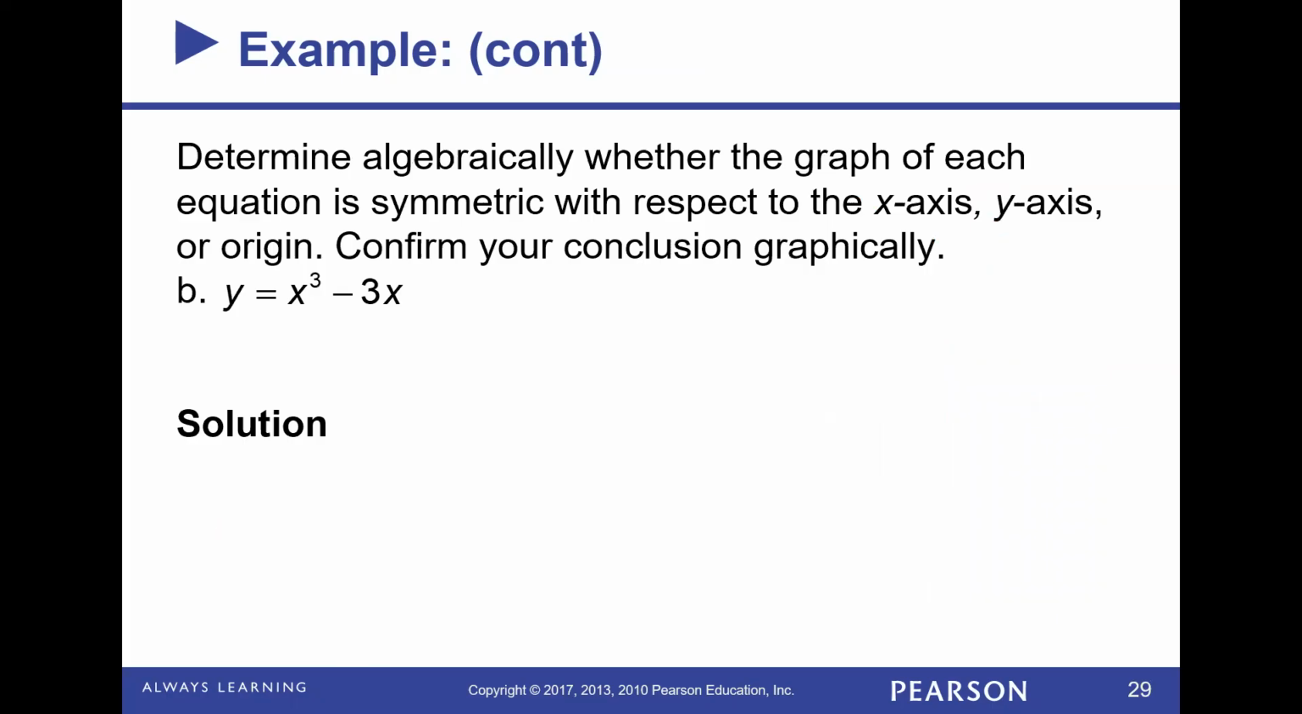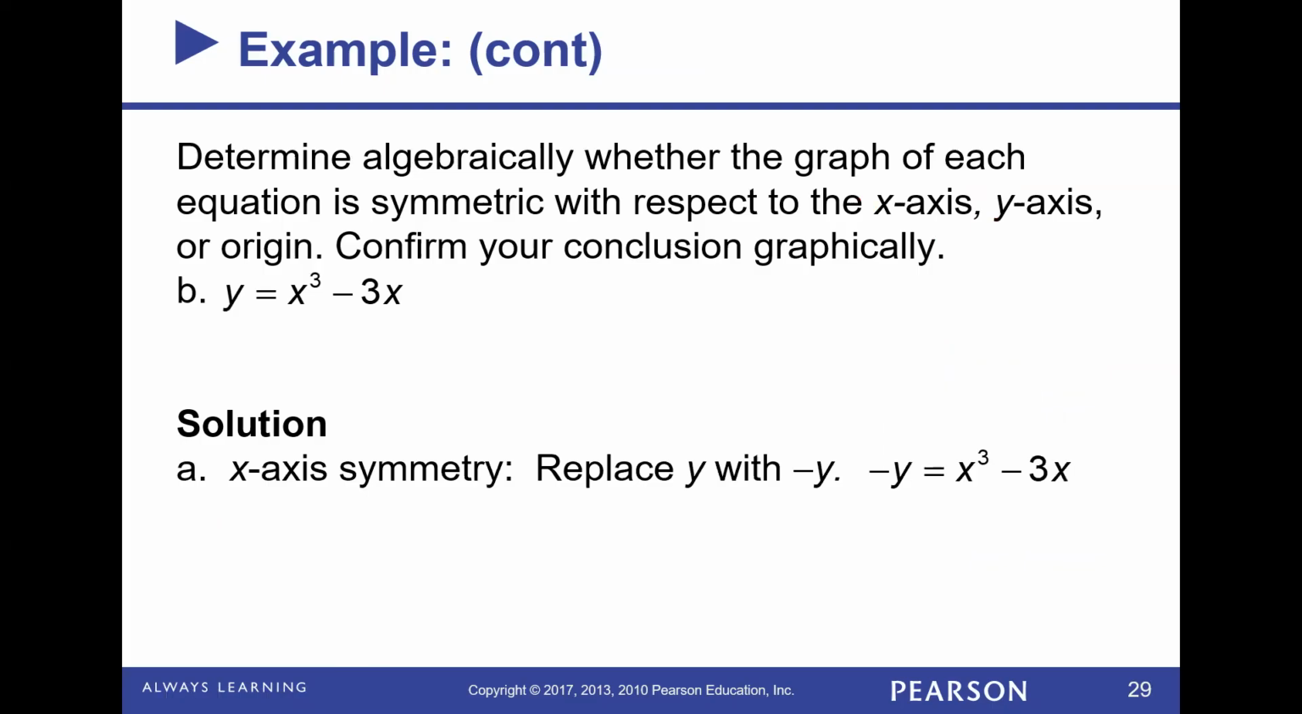Okay, let's try this again. So let's determine algebraically whether this graph has x-axis, y-axis, or origin symmetry. And again, we're going to try to confirm graphically. So we'll start with our x-axis symmetry, and that means we replace y with negative y. Okay, so I replace y with negative y.